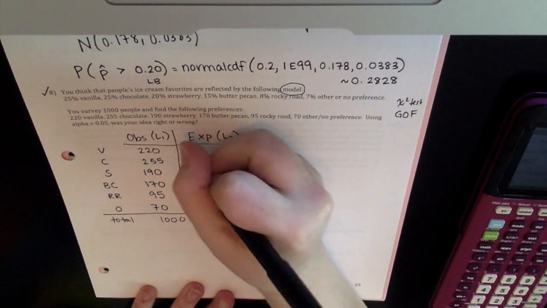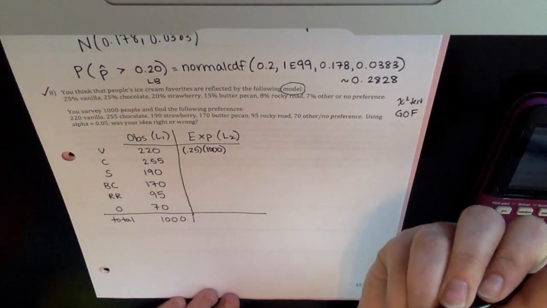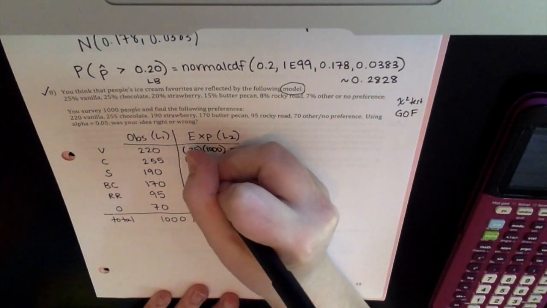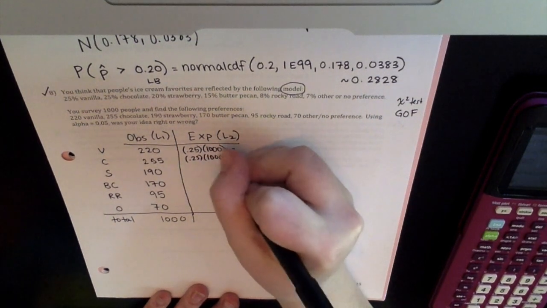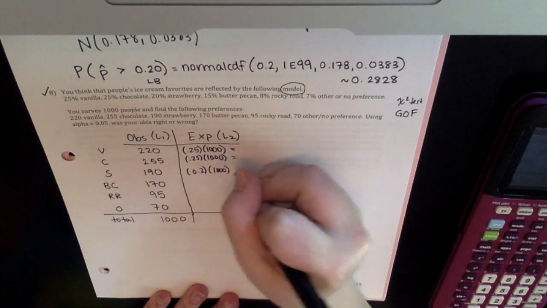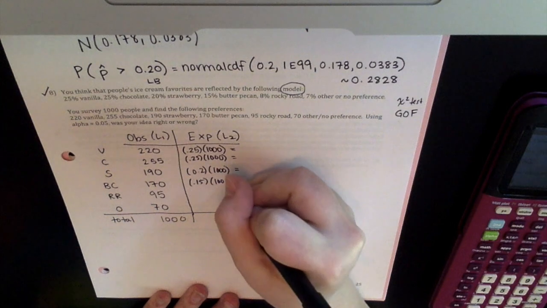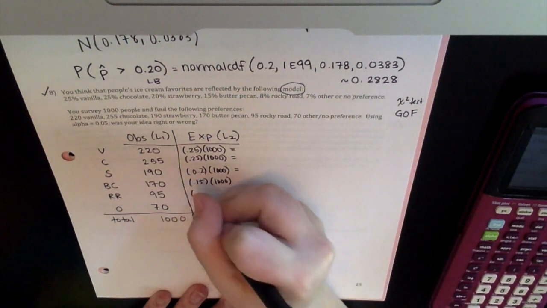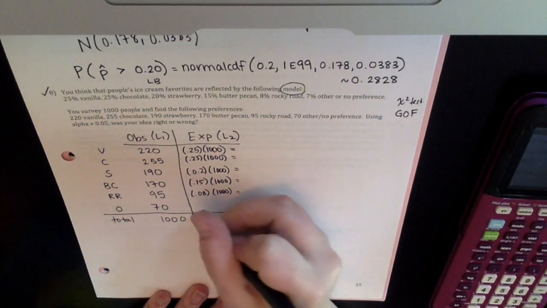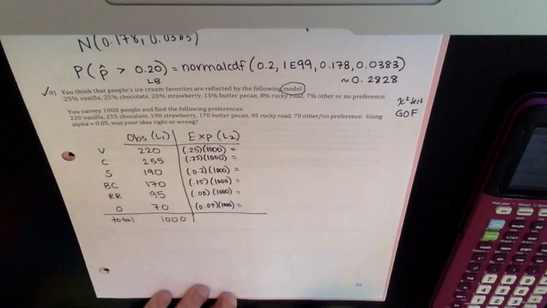Okay, now the trick for the expected column, if we're given percentages, is to multiply the percentages times the total. So this would be the 25% we expect that like vanilla. I'm going to write the work down for each one. So this would be the 25% we expect that like chocolate. This is the 20% you expect that like strawberry. We expect 15% to like butter pecan. Only 8%, which is 0.08, to like rocky road. And only 7%, so 0.07, to be others, okay?